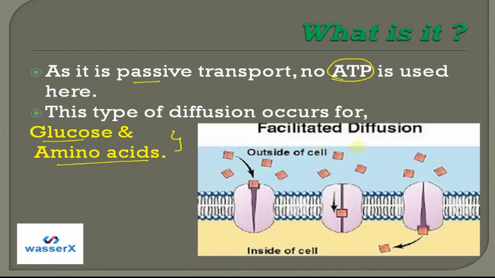And if we see this figure, we can understand how the process occurs. These are the carrier proteins. The molecule will bind with these carrier proteins and they will transport the substances inside the cell. And the same thing can happen from inside to outside. The molecules will bind from inside and they will be released outside. So this is how facilitated diffusion takes place.